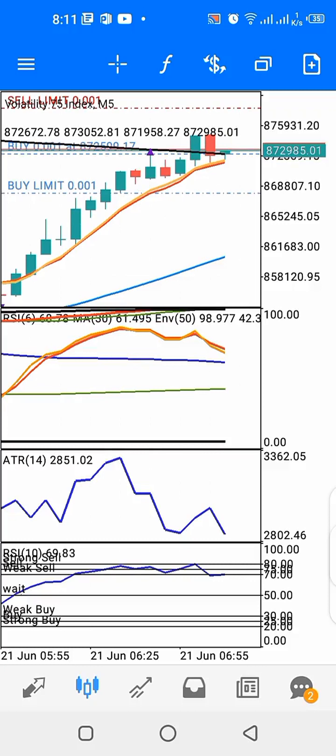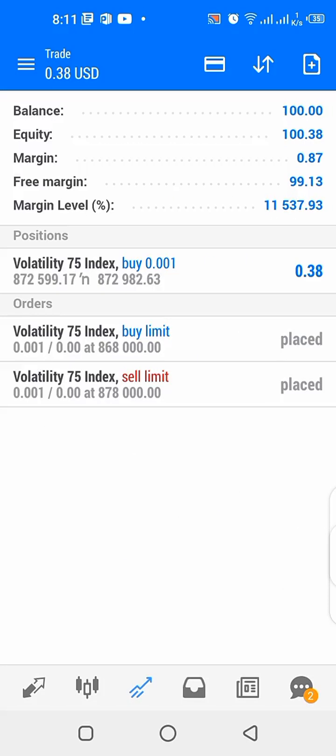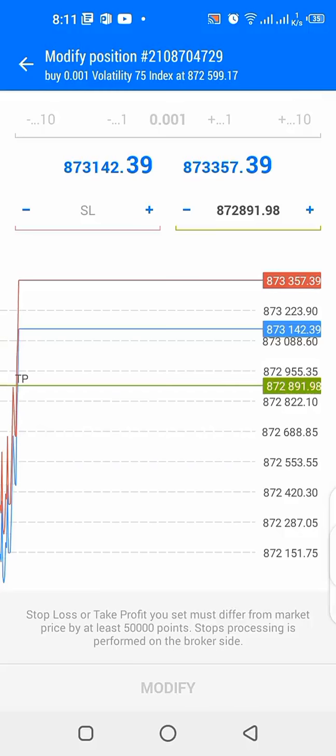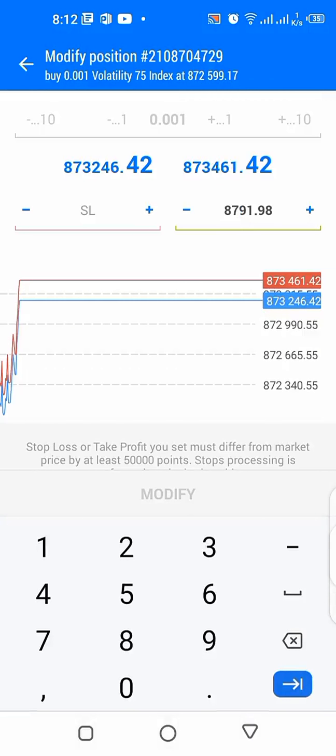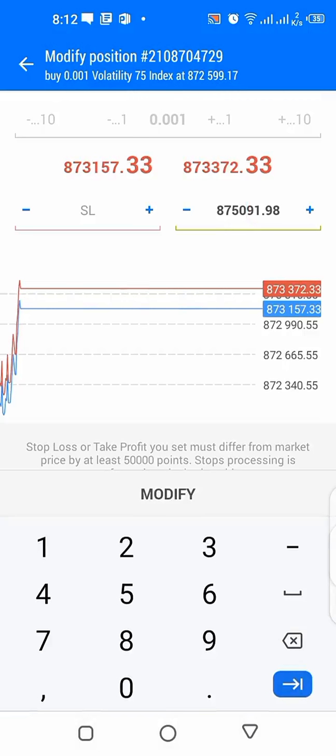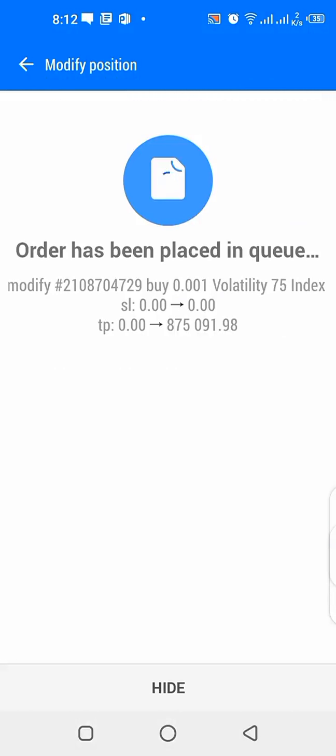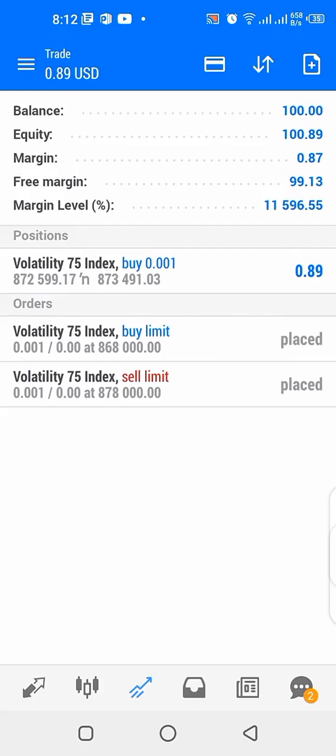Okay, this is another example of how to use the advanced Grail-Hedge strategy. I placed a buy trade at 872,599.17, with 0.001 lot size, and I'm just going to go for a small amount of pips. I think I entered for 10 pips or 20 pips.